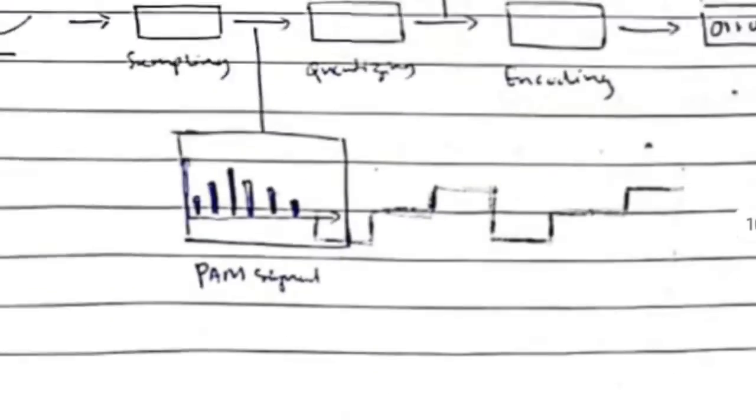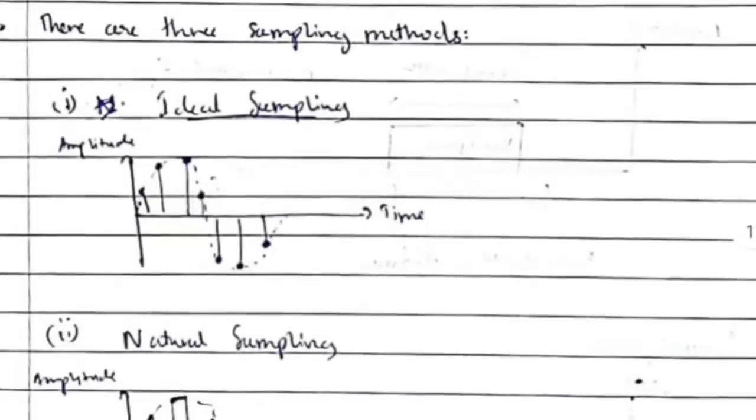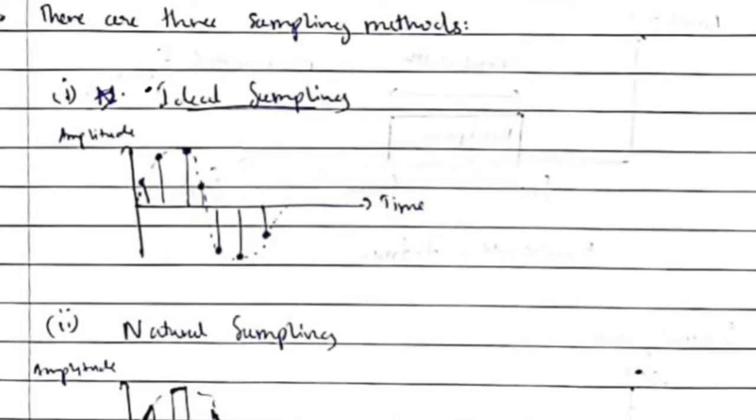There are three sampling methods. First one is ideal sampling.